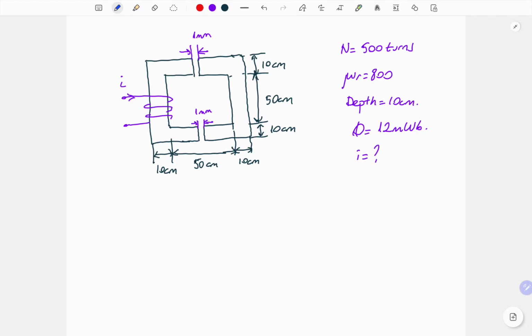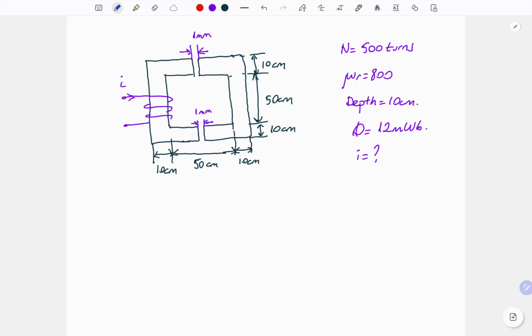Hello everyone. Today we will examine another example of magnetic circuits. We have a square U magnetic core and there are two air gaps between these U parts. So let's start to draw the magnetic circuit according to the given figure and the properties.